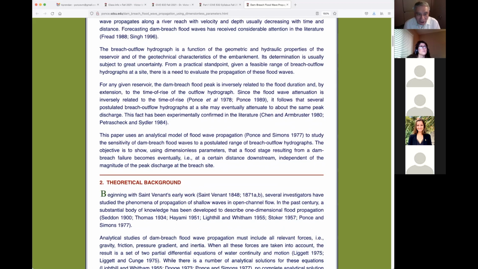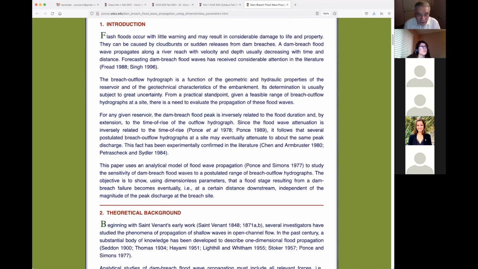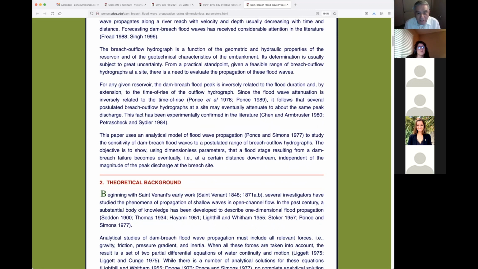Okay, so for any given reservoir, the dam breach flood peak is inversely related to the flood duration. That is correct. The longer the flood, the lesser the peak. Why? Because the volume behind the dam is a constant. And the volume's got to spread out. So you know that if you spread it out, you're going to have a lesser peak. That's the essence of the meaning of the unit hydrograph, right? So we know that.